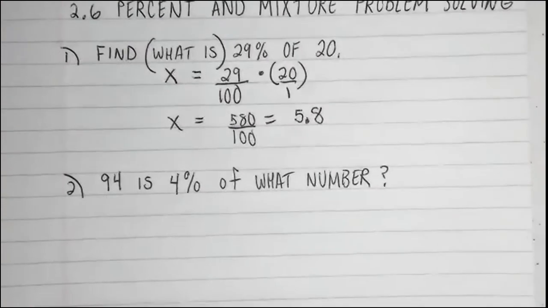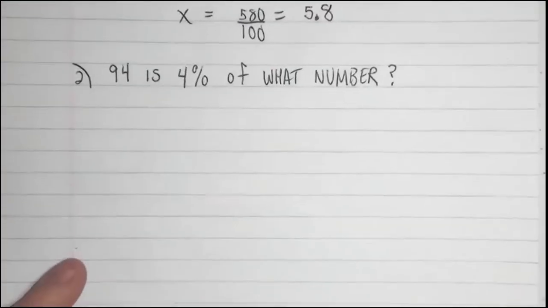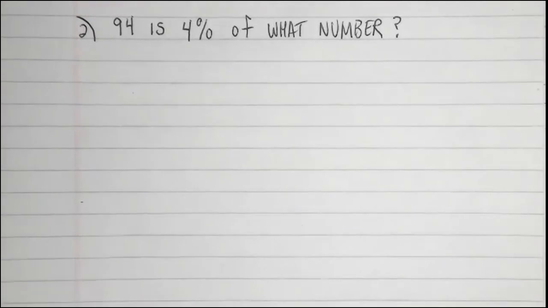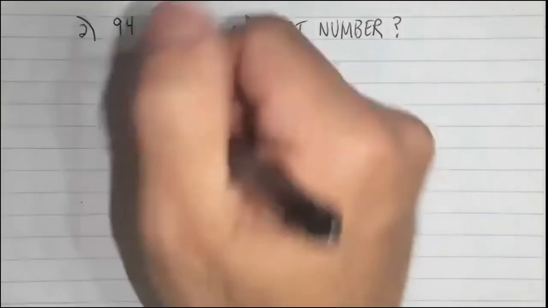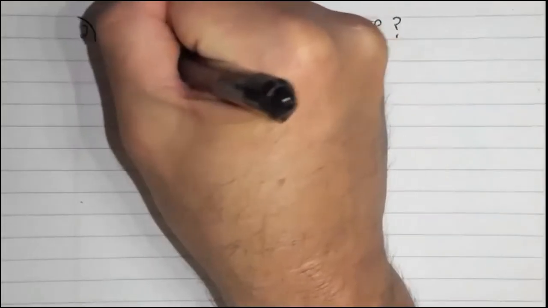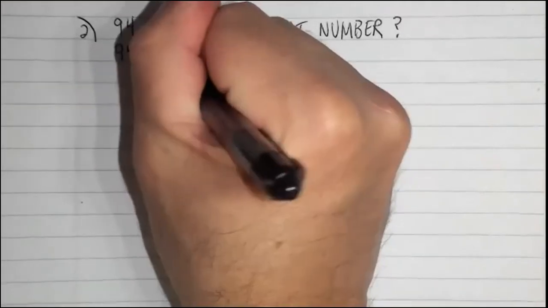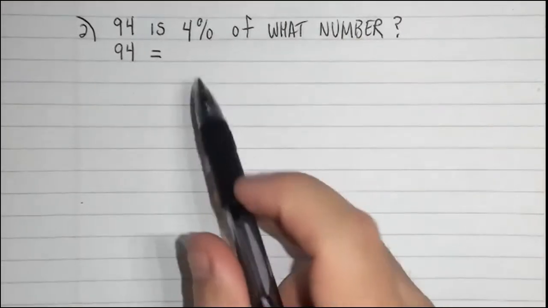All right, so here's our next example. And again, you're going to pretty much solve it the same way. It says 94 is 4% of what number? So we just start with 94. We don't do anything there, but what do I use for "is"? "Is" means I use my equal sign.